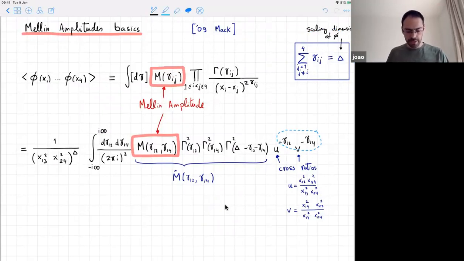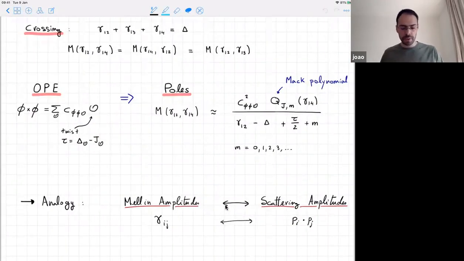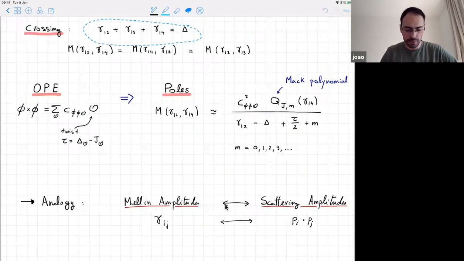Okay, so why is this representation of correlation functions useful? Well, first thing is because it makes crossing manifest. If you want, you can think of 3 independent Mandelstam-like invariants, gamma 12, gamma 13, gamma 14. They sum to delta, that was one of the constraints, and the Mellin amplitude is invariant under permutations of these 3.